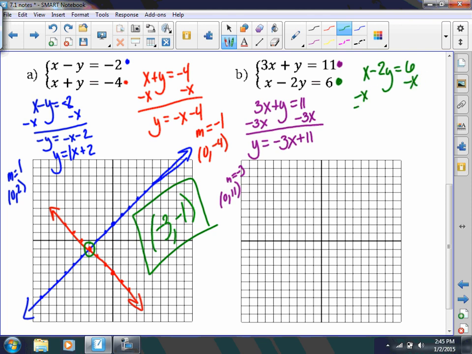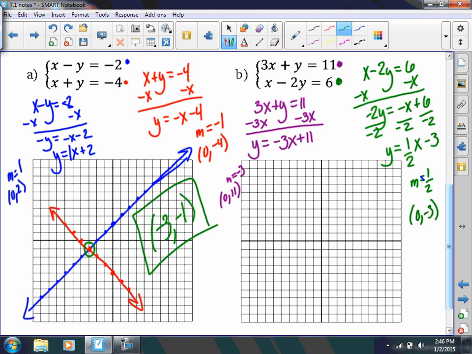Now remember, the negative is going to stay with the 2y. Now I have -x plus 6. And I have to divide everything by -2. And remember, even though there's not a number in front of this x, there's a -1 there. So -1 divided by -2 is going to be 1/2 x. And then 6 divided by -2 is -3. So my slope for that equation is going to be 1/2, and my intercept is going to be -3.